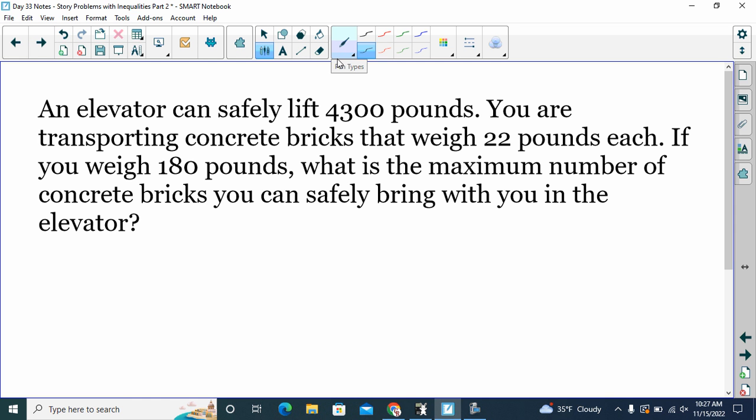Last one. This one says that an elevator can safely lift 4,300 pounds. You are transporting concrete bricks that weigh 22 pounds each. It says you weigh 180 pounds. You're going to get in the elevator with all these bricks. The question wants to know, what is the maximum number of bricks you can safely bring?